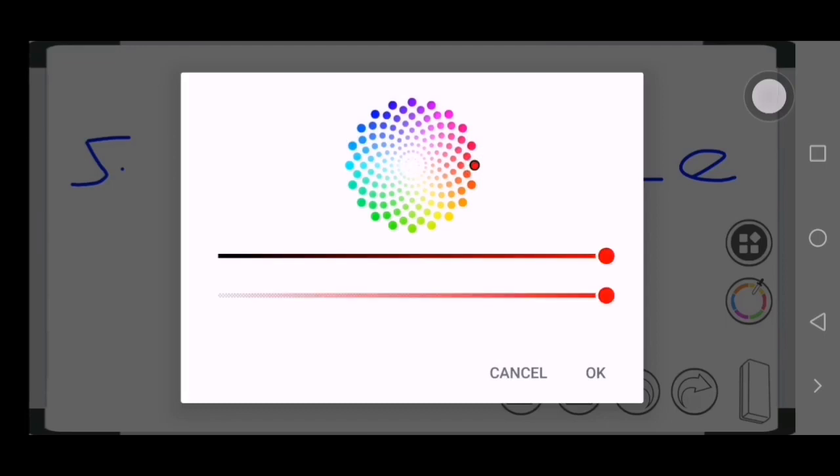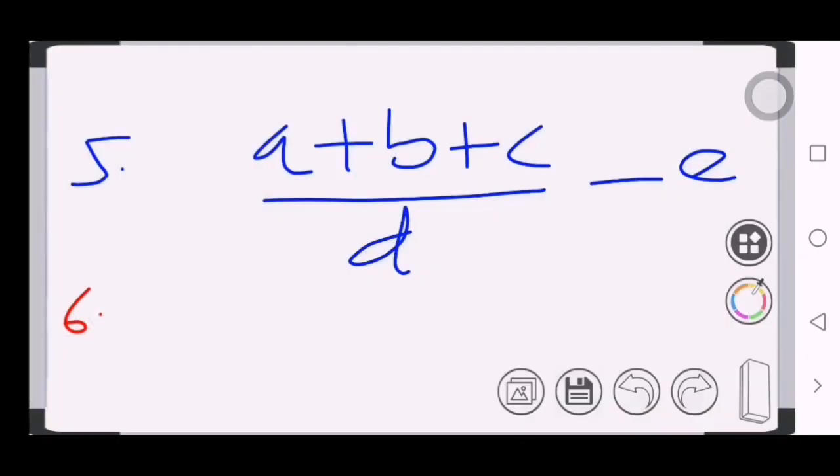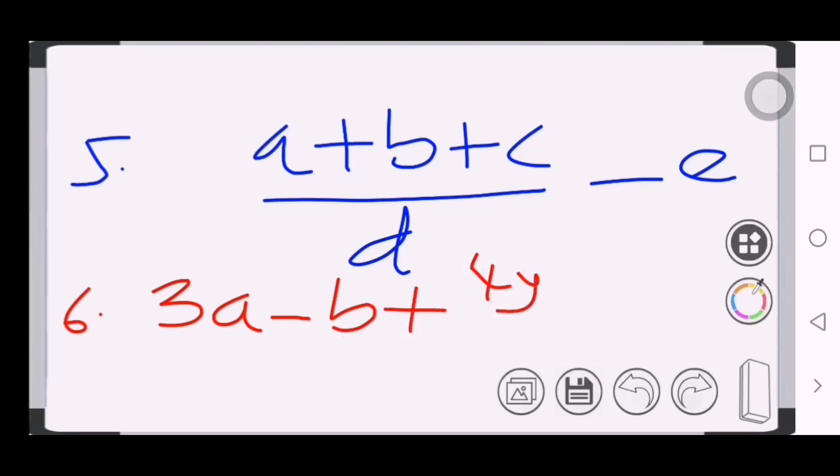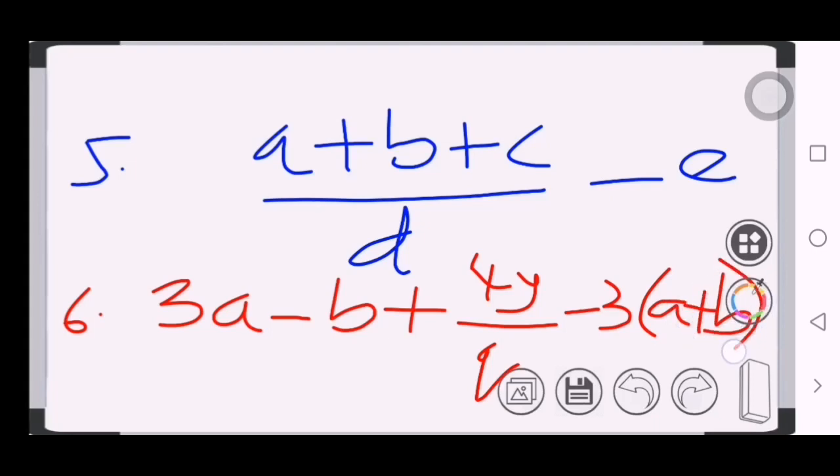And in our number 6, we have 3a minus b plus 4y over q minus 3 bracket a plus b. Good. So these are the 6 questions I want you to work on. Kindly pause the video and work them out, then come back and revise. Good.